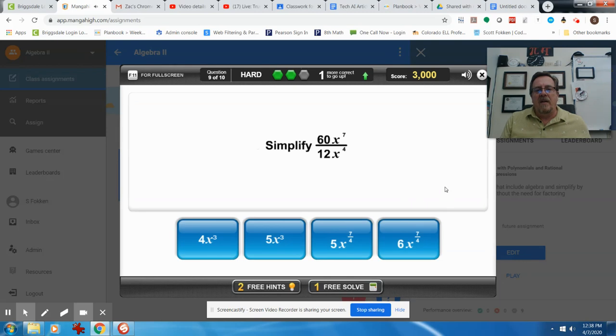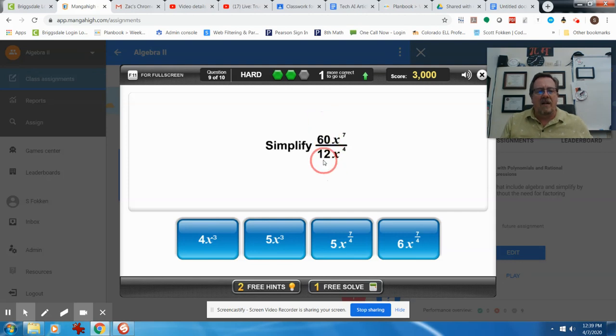Boom. Simplify this. Are there any common factors between 60 and 12? Yeah, I think so. Grab my calculator real quick, but I think you can actually take 60 and divide by 12. You get 5. So 60 divided by 12 is going to give us 5 up here. That's 5.